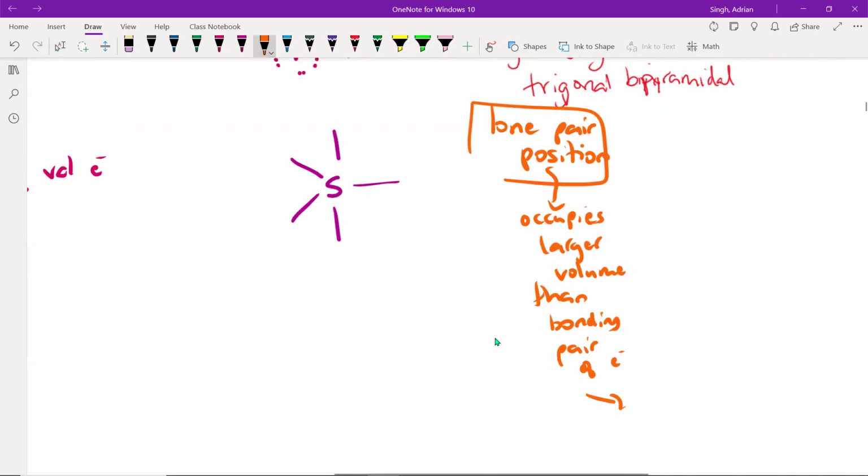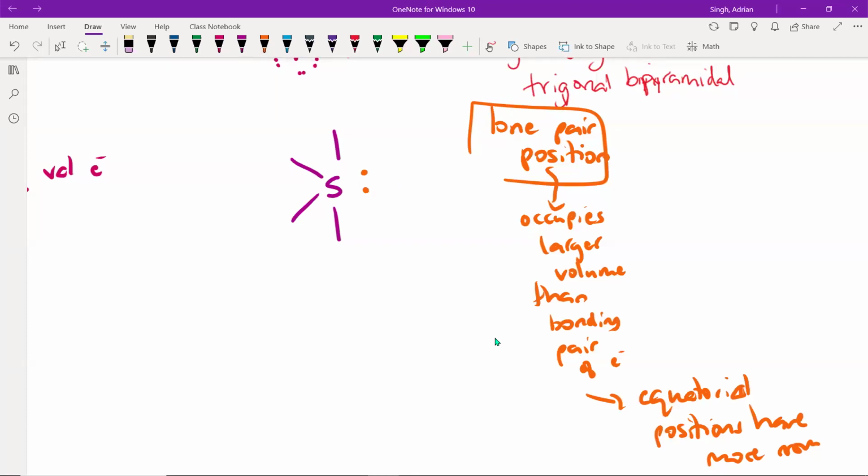So the equatorial positions have more room. And that's where the lone pair will want to go. So I'm going to put my lone pair right there. Okay, I'm going to erase that bond because it's not a bond to the lone pair. It's just a lone pair. And now I can put my Fs in. Okay, so I have an F up here, 2, 3, and then 4.